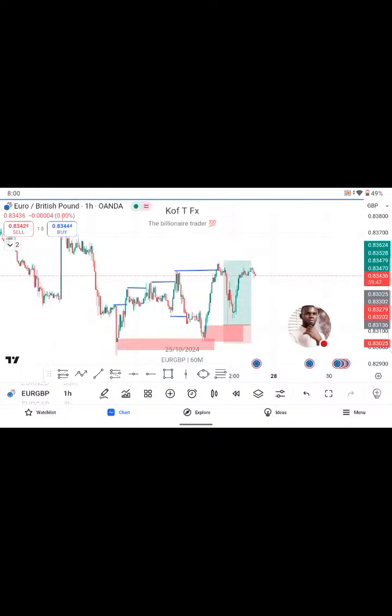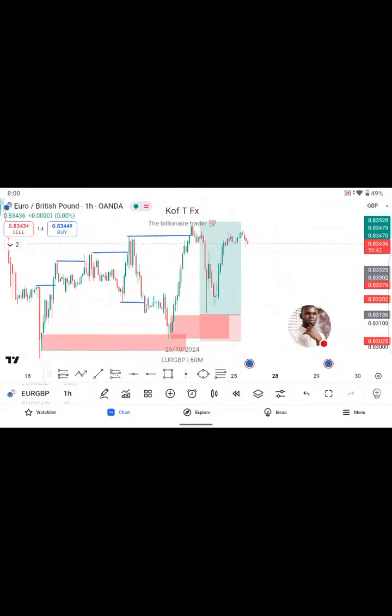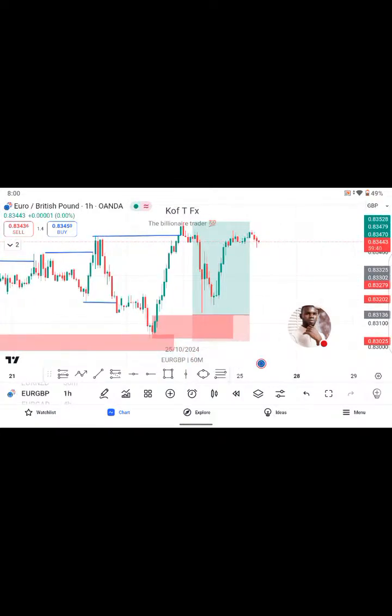Euro GBP, very funny pair. Price did not mitigate the zone before going in the action direction. So this is a missed trade.